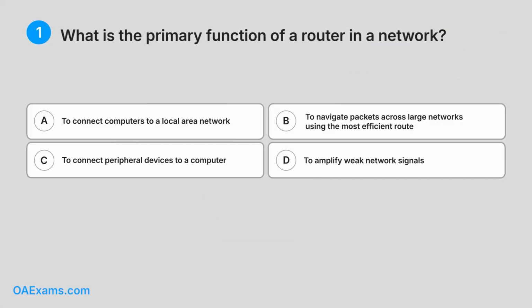1. What is the primary function of a router in a network? A. To connect computers to a local area network. B. To navigate packets across large networks using the most efficient route. C. To connect peripheral devices to a computer. D. To amplify weak network signals. What do you think is the answer?